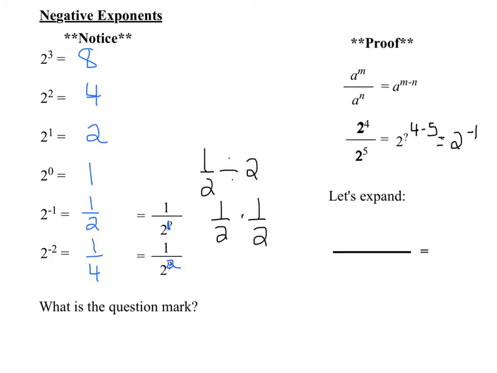So on the top, I'm going to have 2 to the 4th, which would mean 2 times 2 times 2 times 2. And on the bottom, I have 2 to the 5th, which would mean 2 times 2 times 2 times 2. One missing, there it is, times 2.